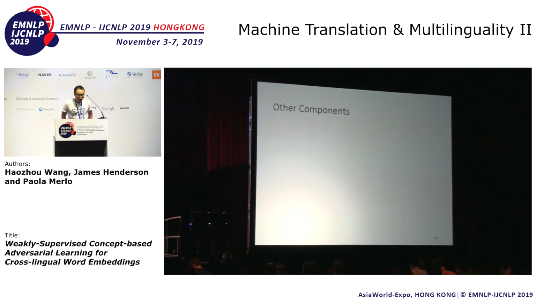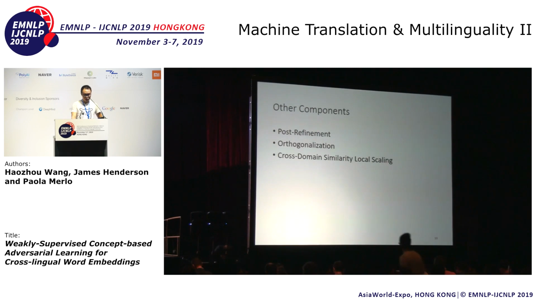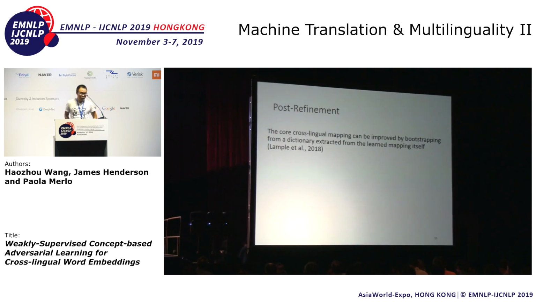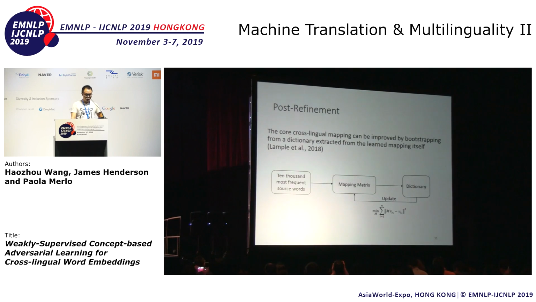Our method also includes some shared components, which previous works have proven useful for performance. You can find them in our paper. Here, I just want to talk more about the post-refinement. Previous work showed that the cross-lingual mapping can be improved by bootstrapping from a dictionary learned by itself. So with the mapping matrix, we use the 10,000 most frequent source words and obtain a dictionary. We use this dictionary as a seed dictionary to update the mapping matrix.